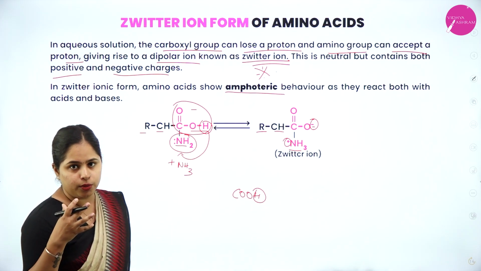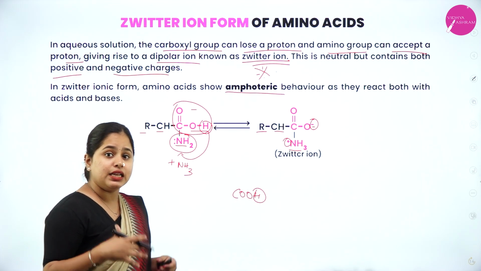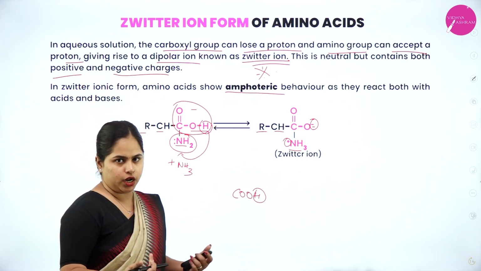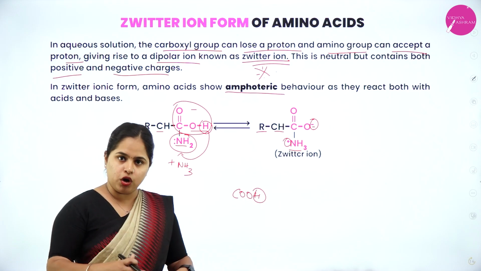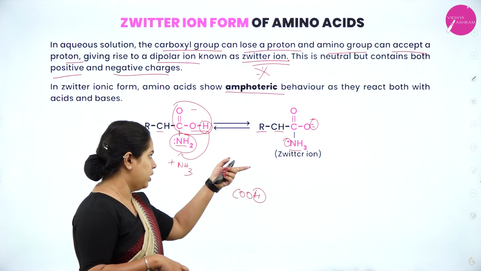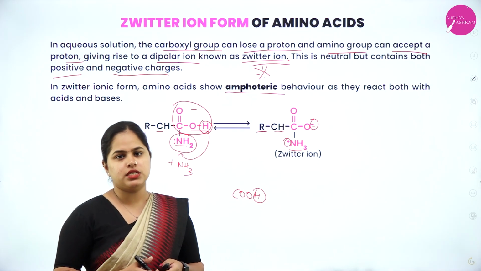Because of that, it is going to be neutral, but this is called the Zwitter ion form. Once it is in the solution phase, it forms the Zwitter ion and has an amphoteric nature in this state, because it can act as a base as well as an acid because of the positive as well as negative charge. I hope this Zwitter ion form is clear for you.